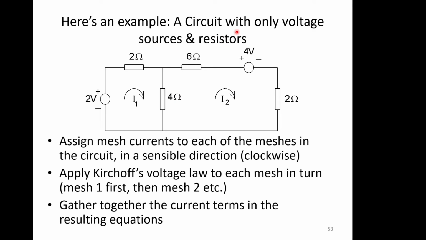Right, so here's an example: a circuit with only voltage sources and resistors. Here's a voltage source, here's another voltage source. We've got a collection of resistors, and we'd like to know what the currents are and what the voltages are at the nodes in this circuit. The way to solve this problem is to assign a mesh current to each of the meshes in the circuit in a sensible direction. For me, sensible is clockwise, but you can define it however you like. So here's our mesh current I1, here's mesh current I2. Apply Kirchhoff's voltage law to each mesh in turn, mesh 1 first, then mesh 2, etc., and gather together the current terms in the resulting equations. So we're just applying the basic rules that we've understood before. So what does that look like?